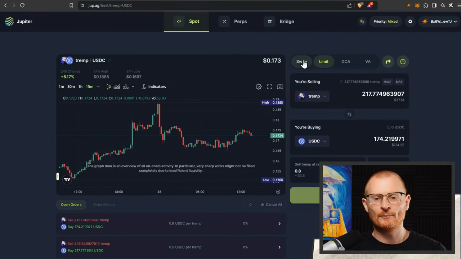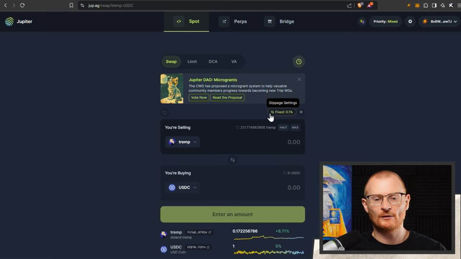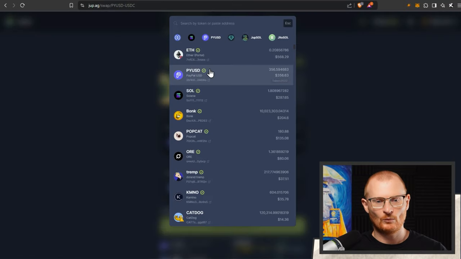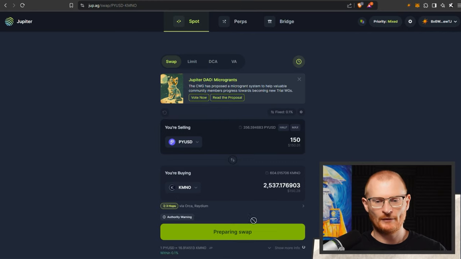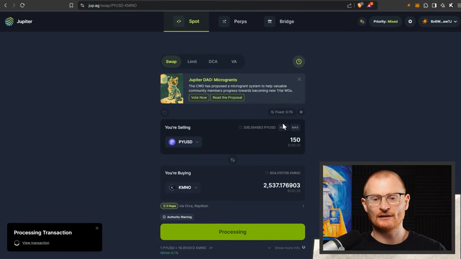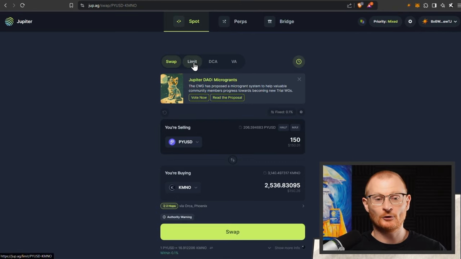So let's go and buy some Kamino tokens and then we can go and set an actual sell order on them. So we're going to go selling. We've got some PYUSD. We want some Kamino here. And I said 150. We'll swap that. Just check your slippage settings here. Okay, so we've now swapped this. Let's go to our limit order.